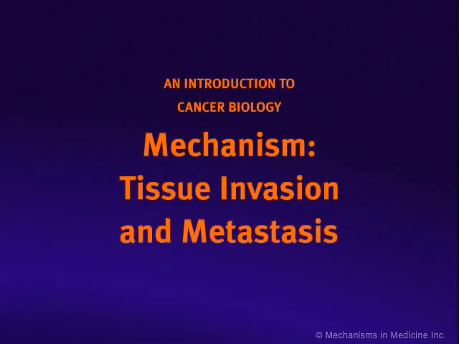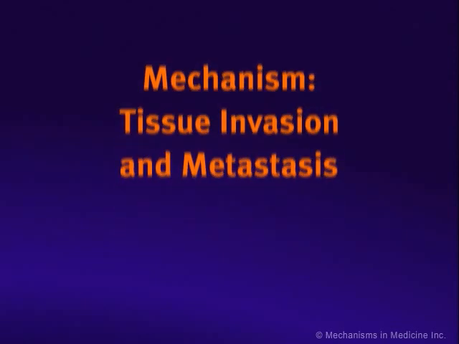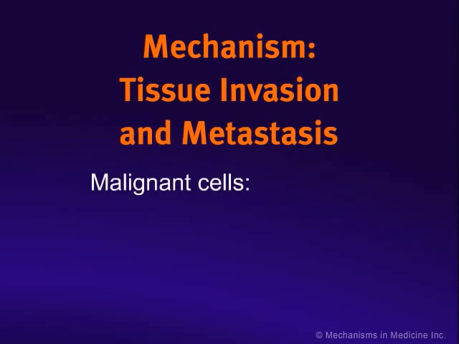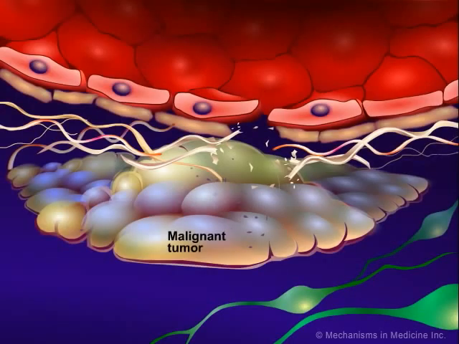Normal cells grow in a controlled manner to form tissues that form organs with specific functions. Malignant cells are defined by their ability to invade adjacent normal structures and be disseminated or metastasize. Malignant tumors can metastasize at any point.